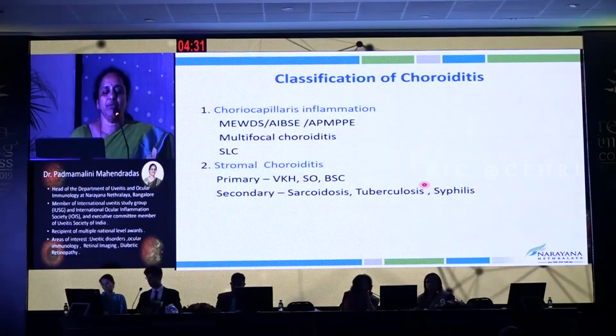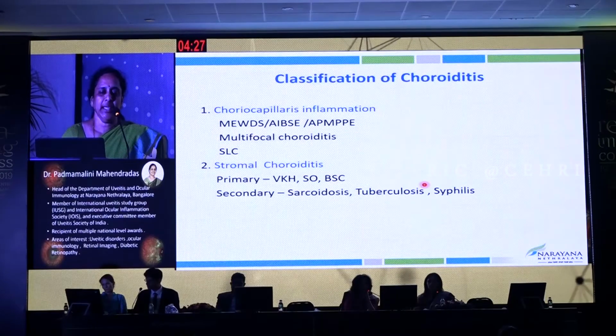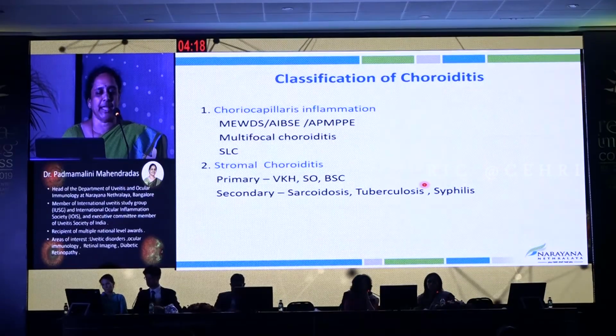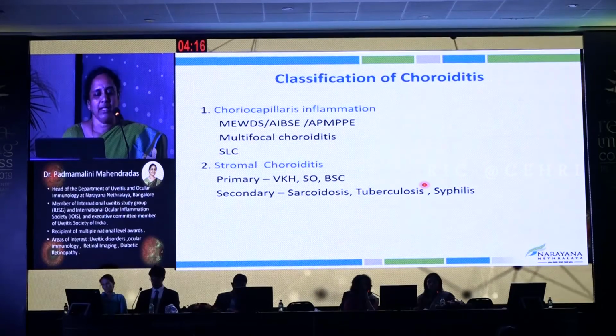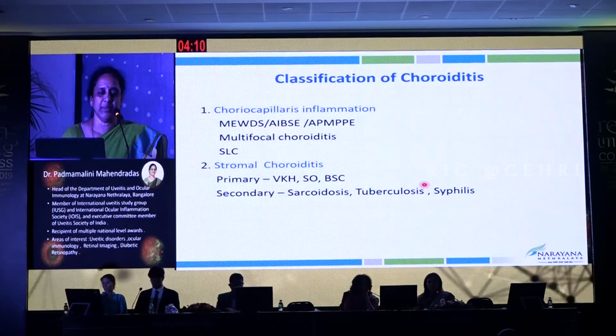Now we'll move on to how we classify choroiditis based on ICG angiography. Mainly, choriocapillaris inflammation occurs in MEWDS, APMPPE and other white dot syndromes. Stromal choroiditis could be primary or secondary. In primary, VKH, sympathetic ophthalmia and birdshot retinochoroidopathy come. Secondary stromal choroiditis can be due to systemic diseases like tuberculosis, sarcoidosis and syphilis.